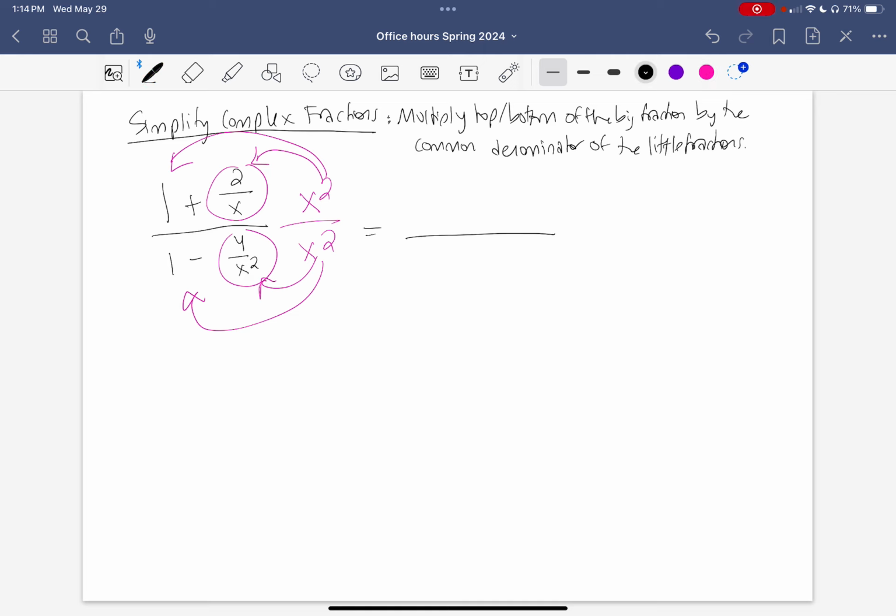So what do I get? 1 times x squared is x squared, plus, then I have 2 over x times x squared. One of those x's cancel, and I'm just left with 2x. On bottom, 1 times x squared is x squared, minus 4 over x squared times x squared. The x squareds cancel. I'm left with 4. And this is immediately much nicer. I do what I always do, which is factor as much as humanly possible, cancel any terms in common on top and bottom, and end up with my answer.